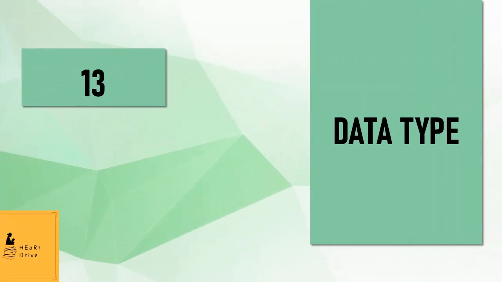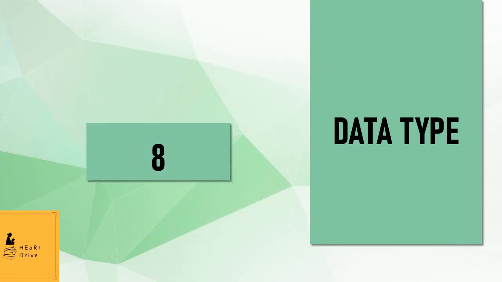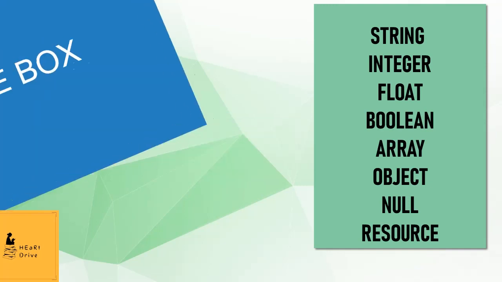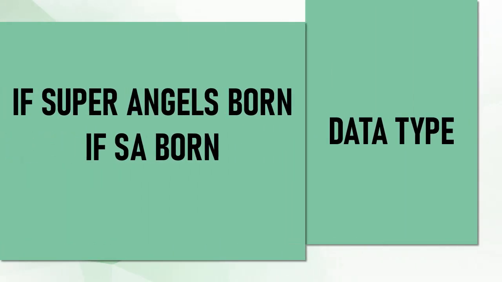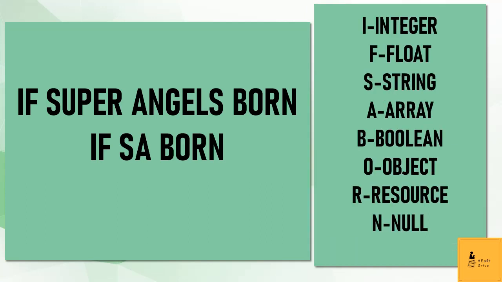Data types. PHP supports 13 primitive data types. In your lesson, you're going to learn about 8 data types. They are string, integer, float, boolean, array, object, null, and resources. Let's check the code box. IFSABORN. Here, I represents integers, F represents float, S represents string, A represents array, B represents boolean, O represents object, R represents resources, and N represents null.